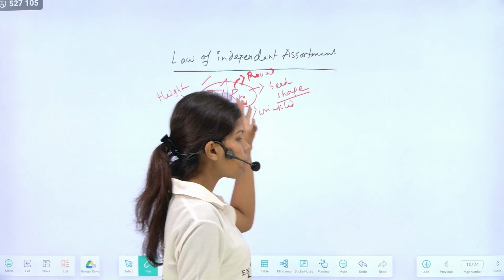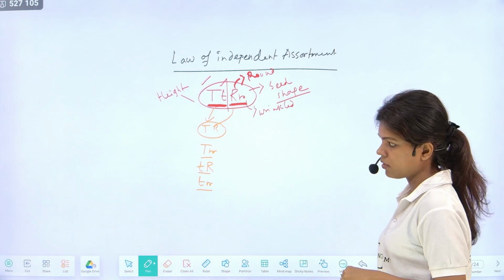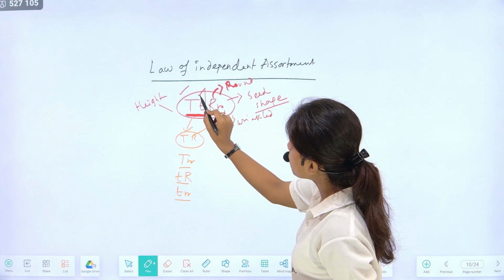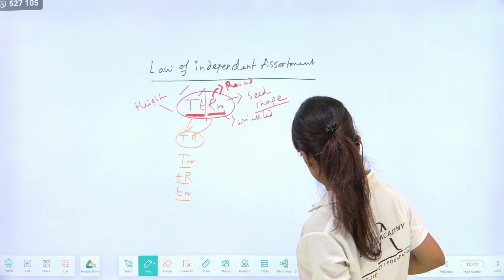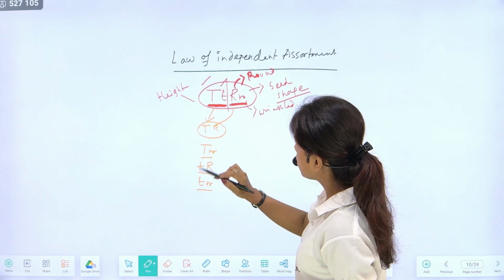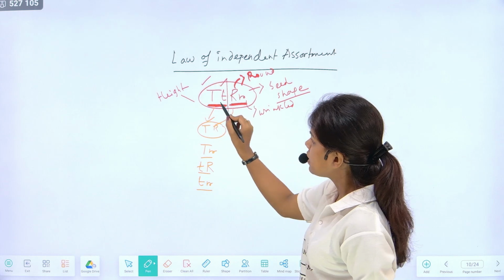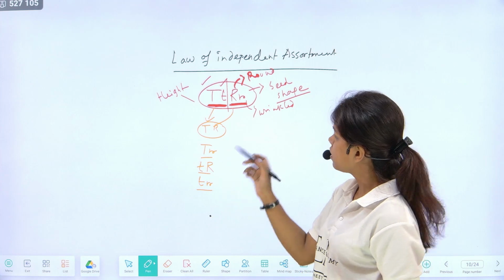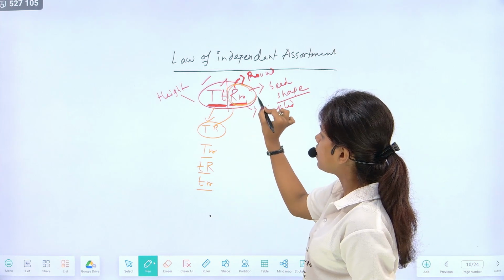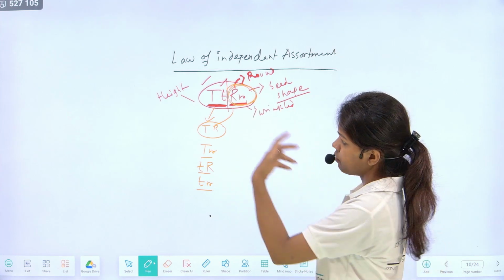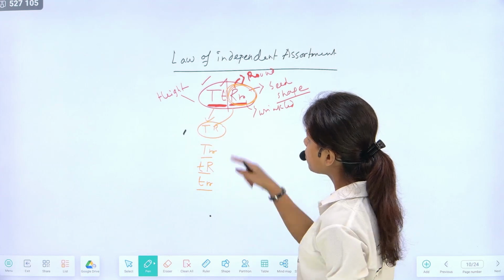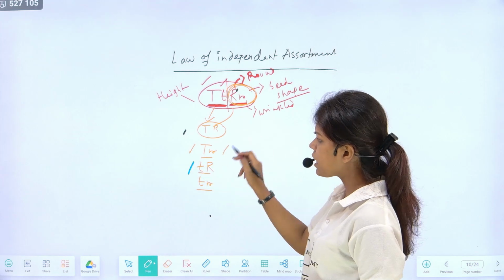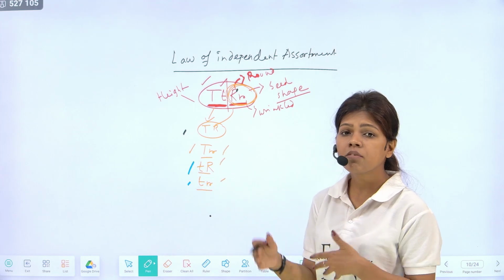See, there are 4 possible combinations of gamete, and the allele which comes from this pair is completely independent of the allele which will come from this pair. For example, from here capital T can come, from here capital R can come, or capital T with small r, small t with capital R, small t with small r. There are variable combinations.